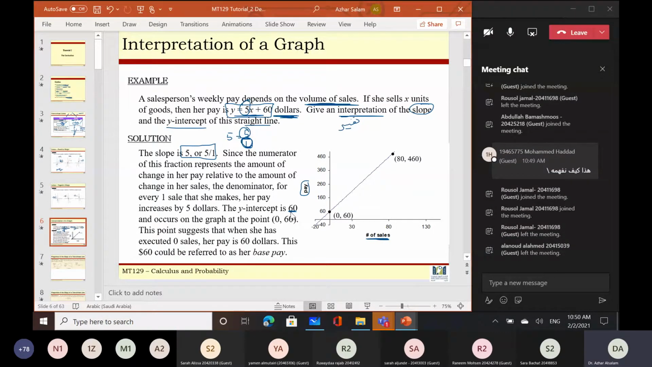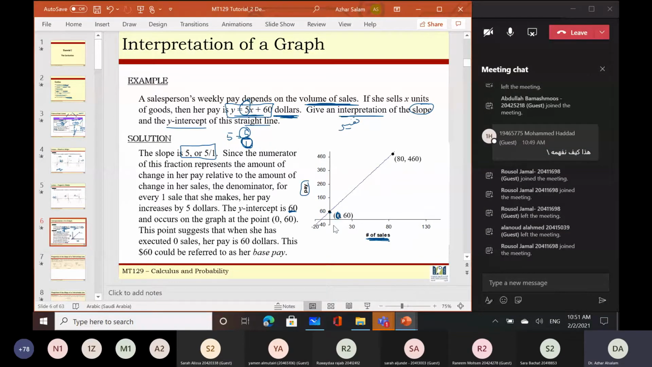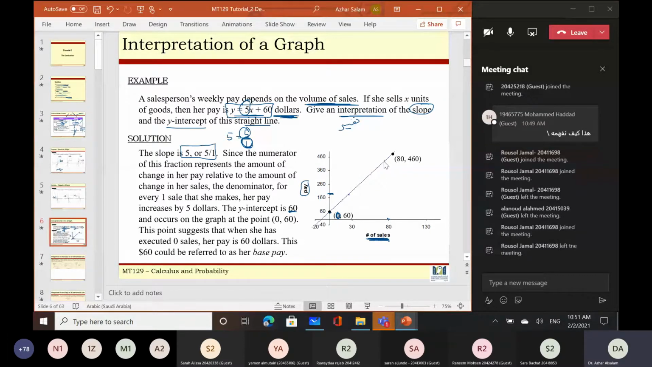The y-intercept is 60 here, and the x component here is 0, which is 0 sales. So even if the sales are 0, the payment will be 60. So the payment begins with 60. معناتها حتى لو ما كان في مبيعات، 60 هذه راح تكون ثابتة، راح يدفع 60 حتى لو كانت المبيعات 0. لو كانت المبيعات 30, it will be at this point, راح يكون البيمنت هنا. لو كانت المبيعات 80, the sales is 80, then this point in the chart or in the line, the payment will be here. قيمة البيمنت تعتمد على قيمة المبيعات. This is the interpretation.